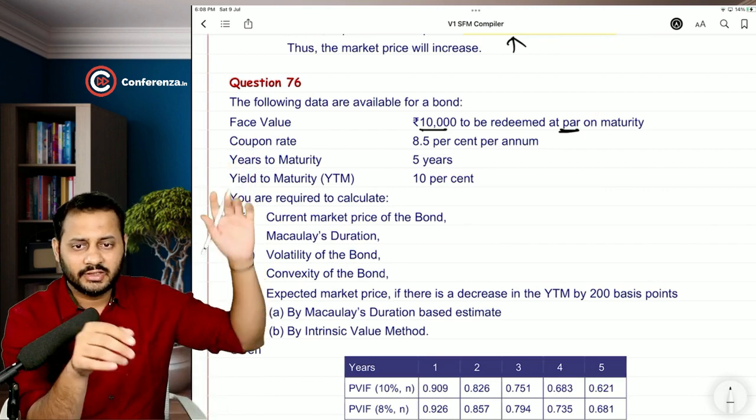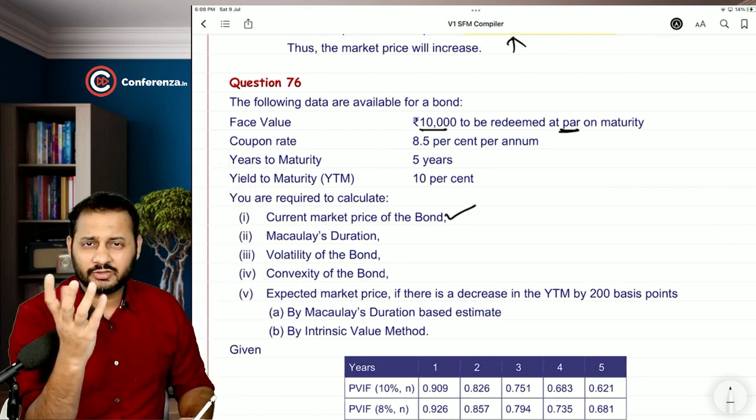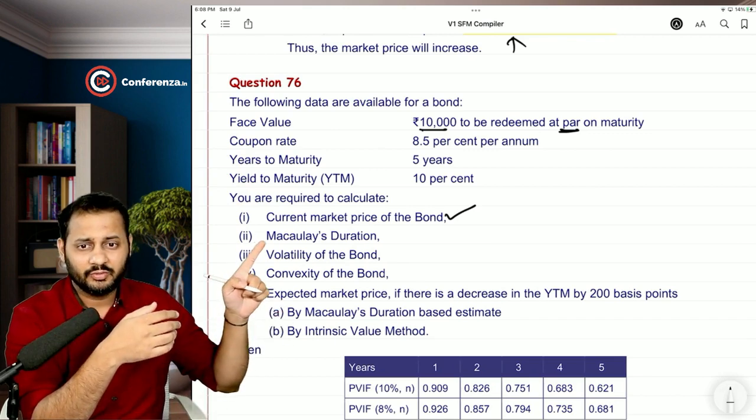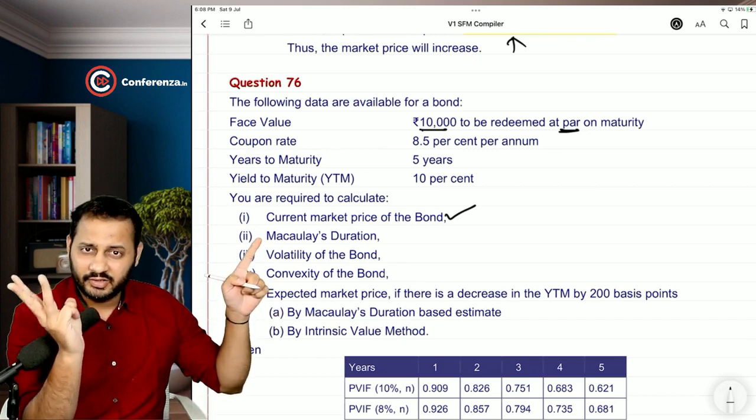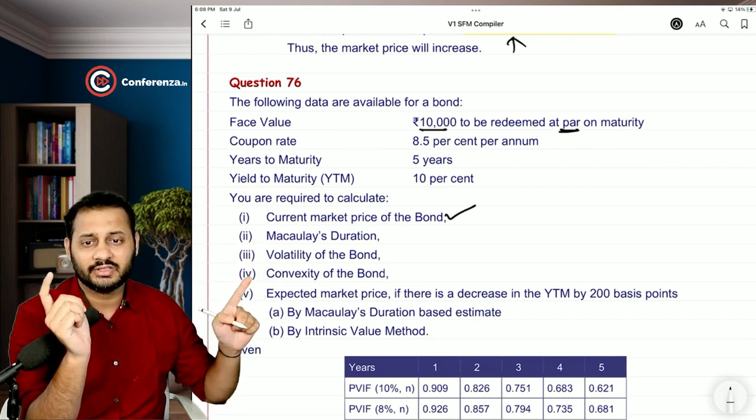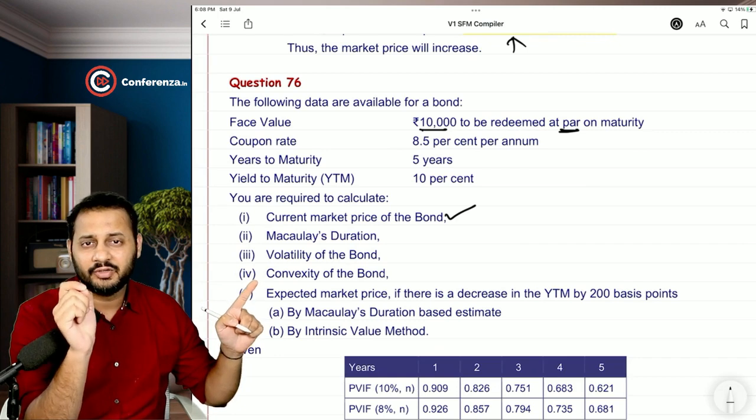So these are the details given to you. Can you calculate the current market price of the bond? It is going to be the same, present value of future cash flows. Then you can calculate the Macaulay's duration with the 3 different formulas. Then you calculate the volatility also. Now comes the point of convexity. This is something new that you should learn.